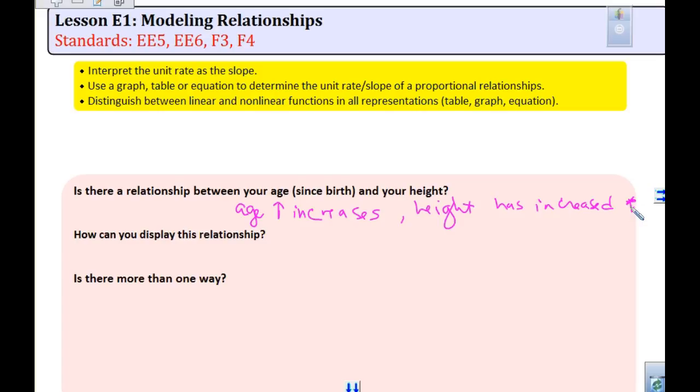Okay? It says, how could we display this relationship? So if we are looking at, you need new notes? Yeah. Got it. Put your name on the front.